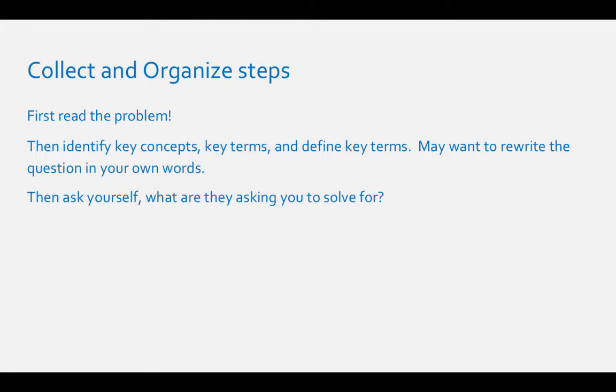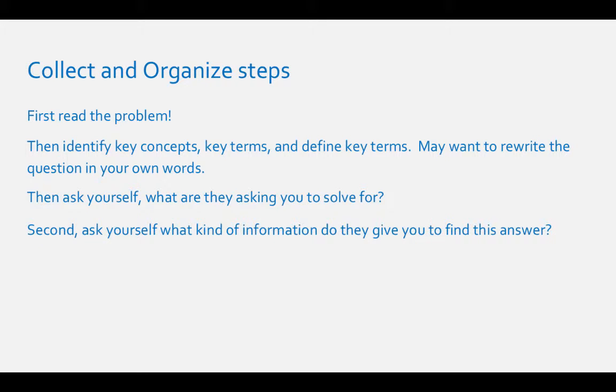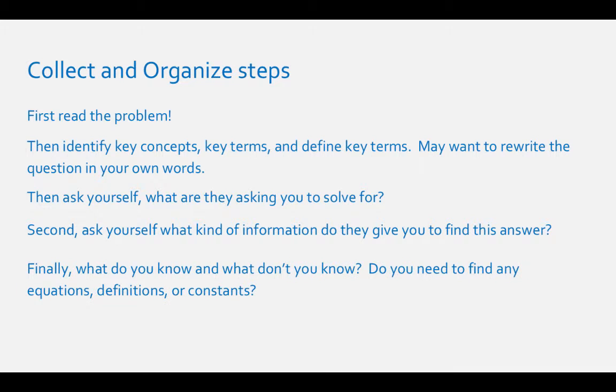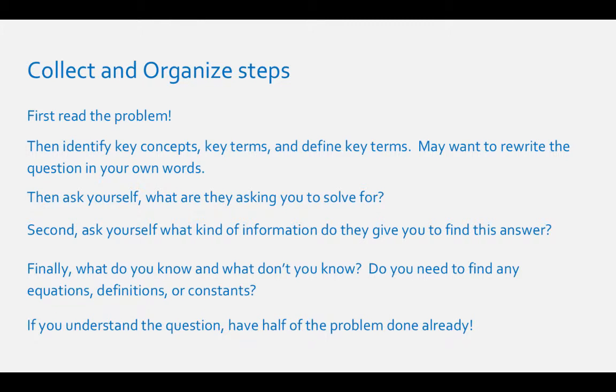This is usually listed at the end of the problem with a question mark behind it, or it is listed in the first sentence of the question. Second, ask yourself what kind of information they give you to find the answer. Sometimes professors will give you information you don't need to solve the problem. You'll need to figure out if the professor has given you any of this information. Then ask yourself, what do you know and what don't you know? Do you need to find any equations, definitions, or constants? If you understand the question, you have half the work of the problem done already.